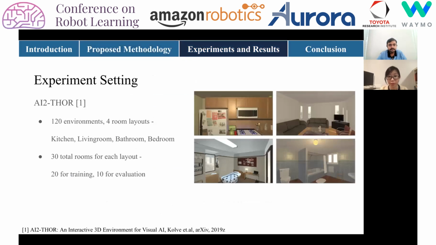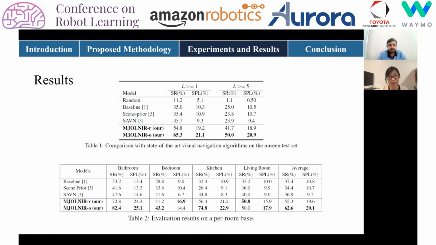We use photorealistic simulator AI2-THOR as our training and testing environment. The simulator contains 4 different room layouts, and each contains 30 different rooms, resulting in 120 rooms in total. For each layout, we use 20 rooms for training and the remaining 10 for evaluation.